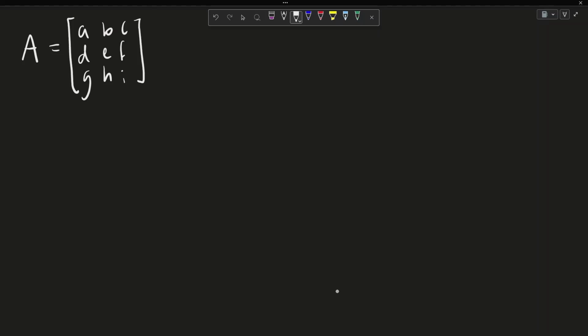Sarrus' rule says that we can rewrite A and add the first two columns to the right of A. So that sounds a little confusing. Let me draw this out so that it becomes a bit more clear. So we have the original matrix A, and then to the right of it, we can sort of partition A original, and then we redraw the first two columns. So this is the representation of Sarrus' rule.